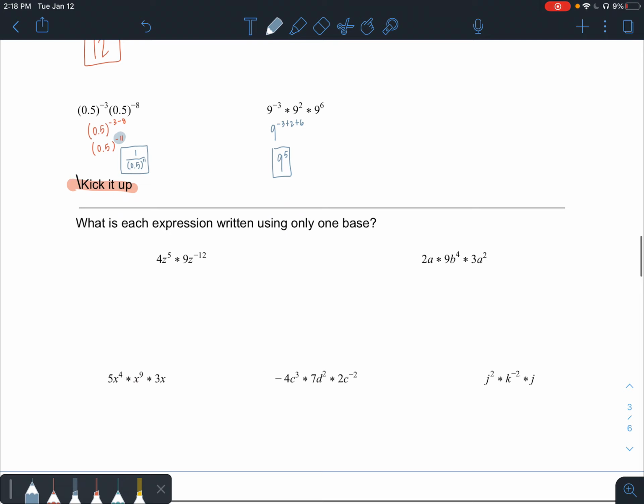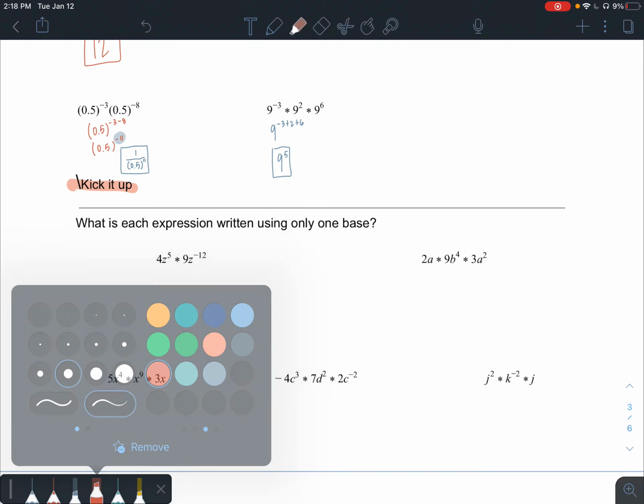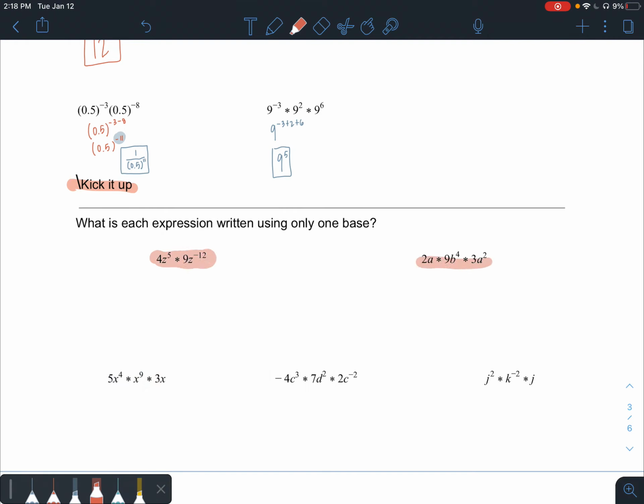All right, we're actually just going to do a couple of these together. Do these two. Okay, gonna do these two together.